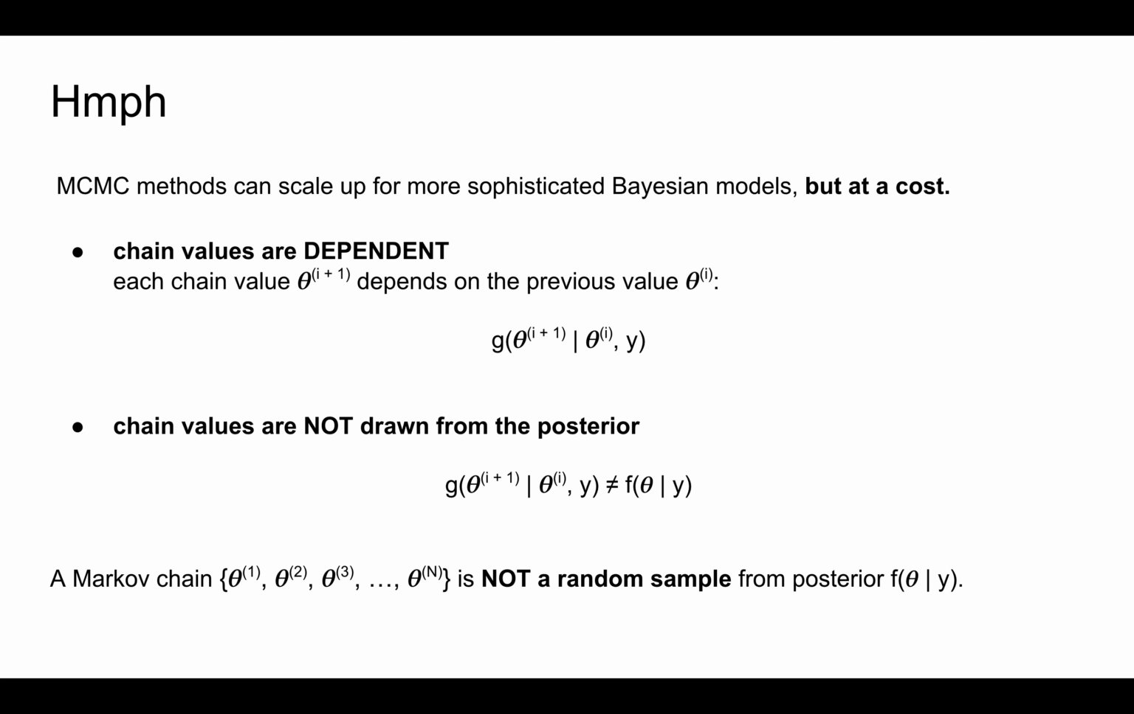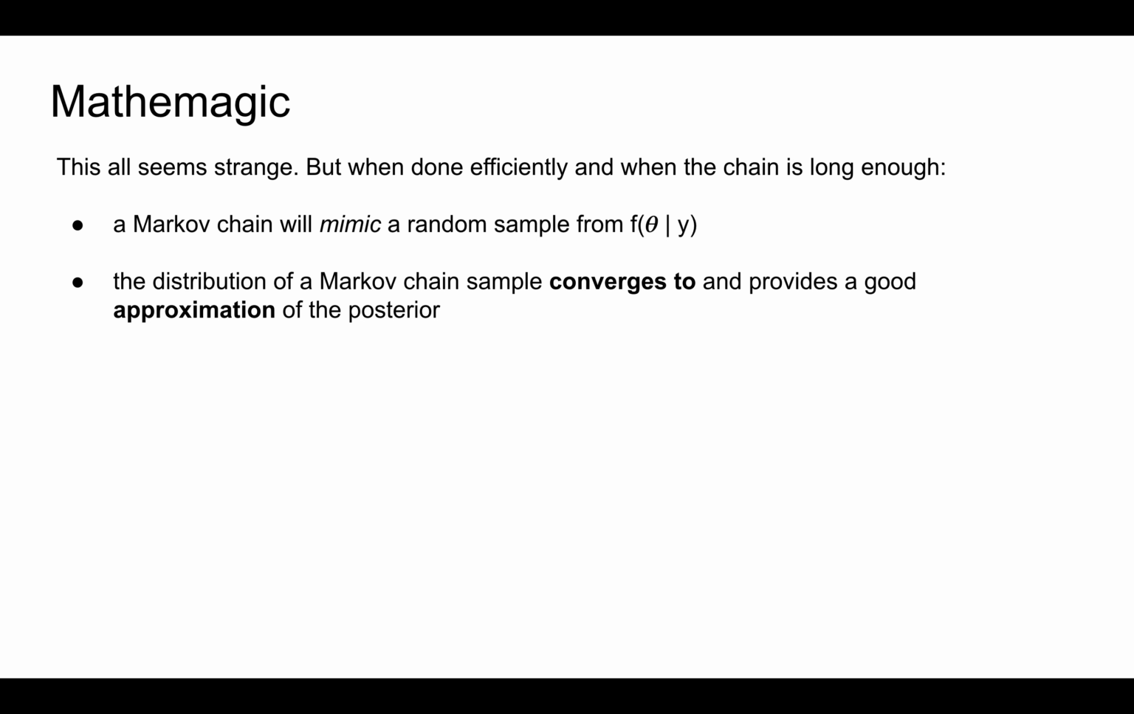This might all seem strange, that we're trying to approximate the posterior model using a dependent sample from something other than the posterior. But when done efficiently, and when the chain is long enough, this strange dependent Markov chain will at least mimic or behave like a random sample from the posterior. As such, the distribution of a Markov chain sample will converge to and provide a good approximation of the posterior.